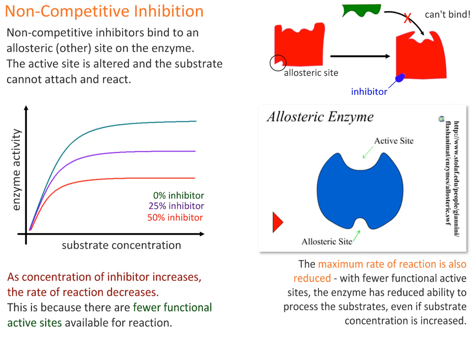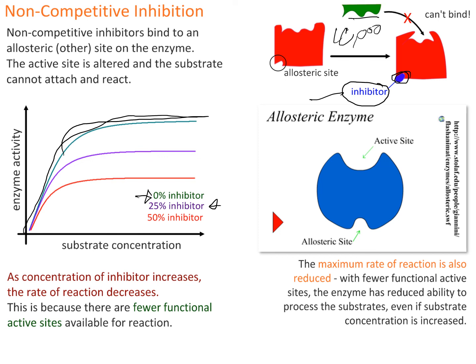Non-competitive inhibition is a different story. Again, here's 0% inhibitor, and there's our curve. So no inhibitor present, that's the curve. And as soon as we add some of these non-competitive inhibitors, they bind, as I said, to an allosteric site, a different site. So once the inhibitor molecule has bound, it is impossible for the substrate to bind, no matter how much of it there is. You could have one substrate molecule, or you could have 10,000 substrate molecules. None of them can bind.